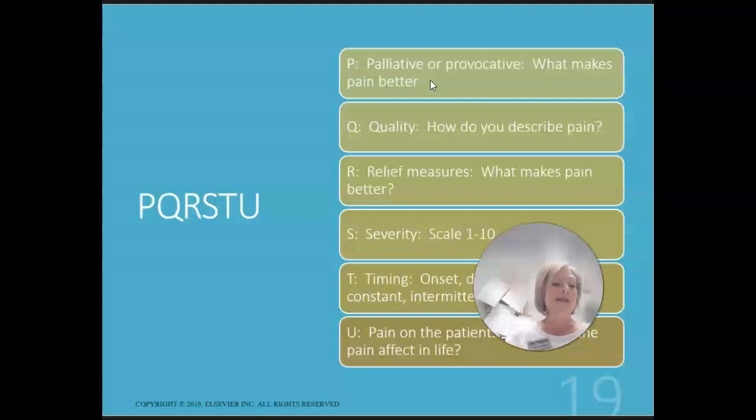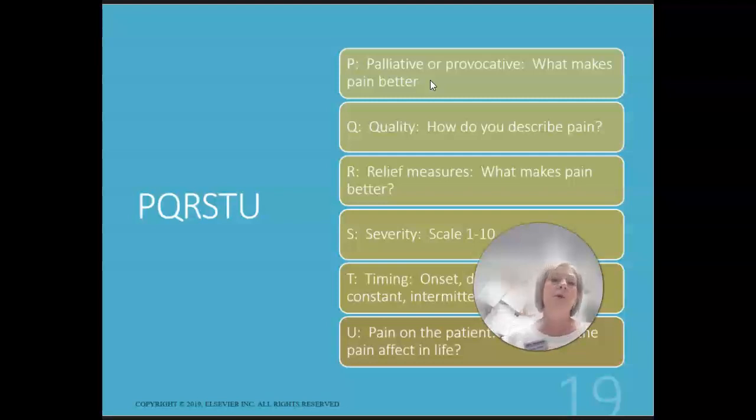And then the S is severity. Scale of 1 to 10, where are you at? Timing. That's your onset, duration, and your pattern. Is it constant? Is it intermittent? Is it both? And then U. This is the big one. How does that pain affect you?